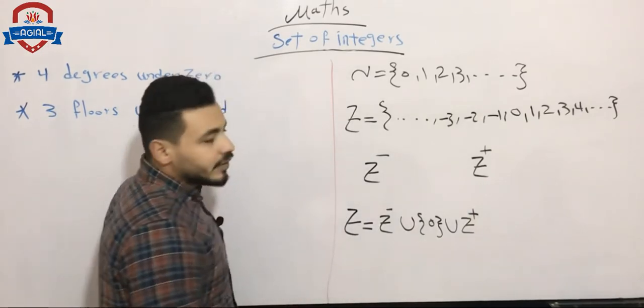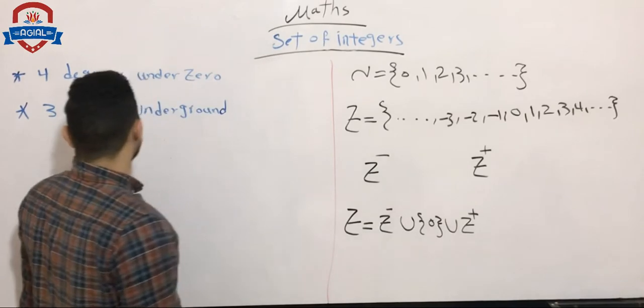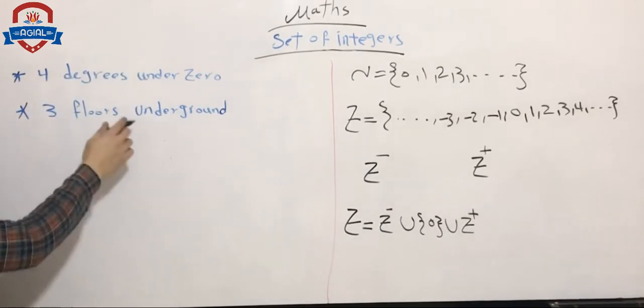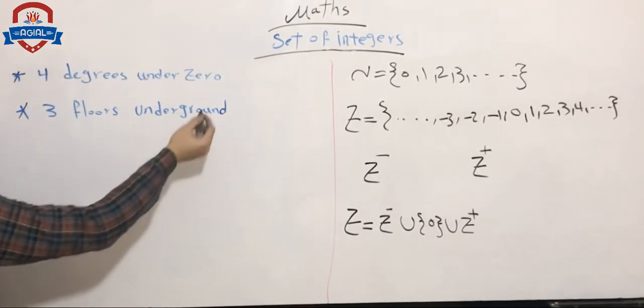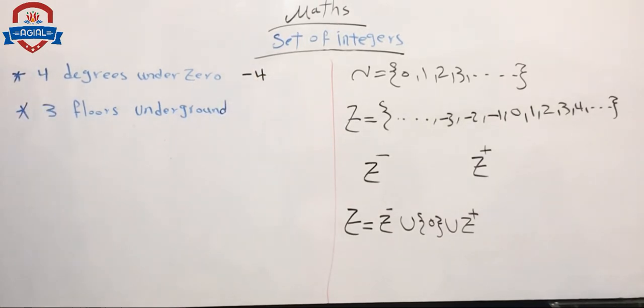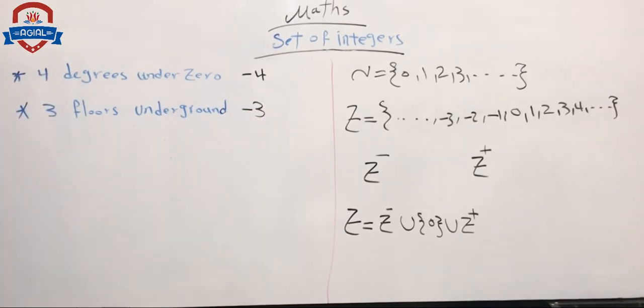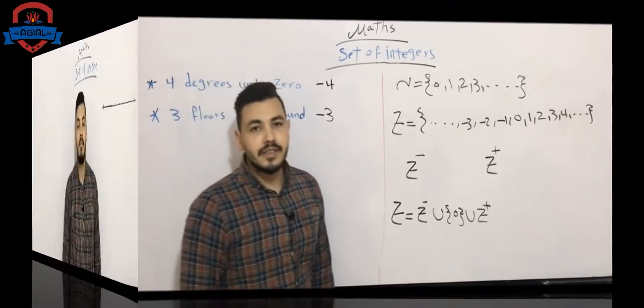The set of integers is an infinite set. So we can represent this situation, 4 degrees under zero, as negative 4, and 3 floors underground as negative 3. And notice that the set of integers is infinite.